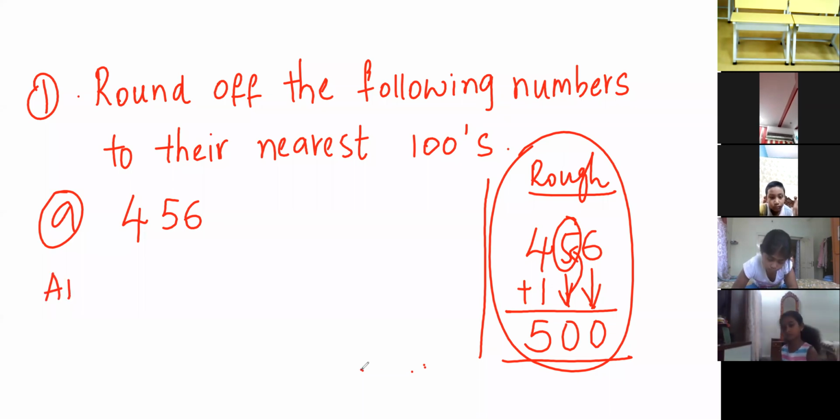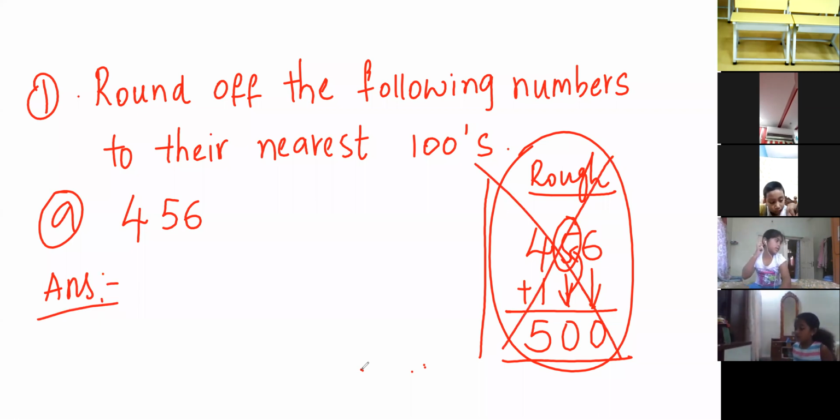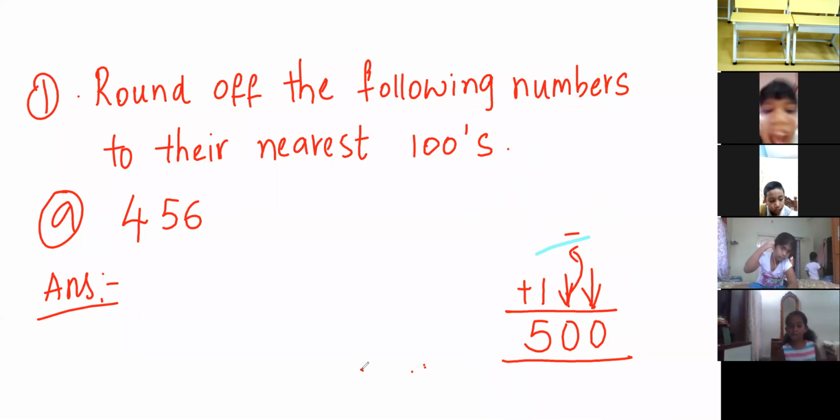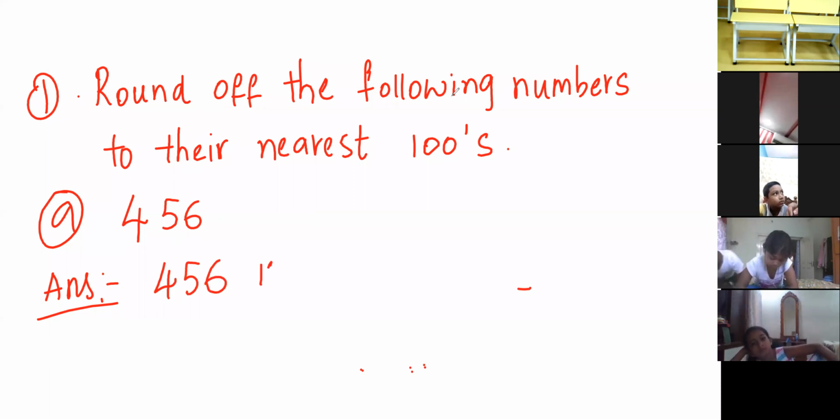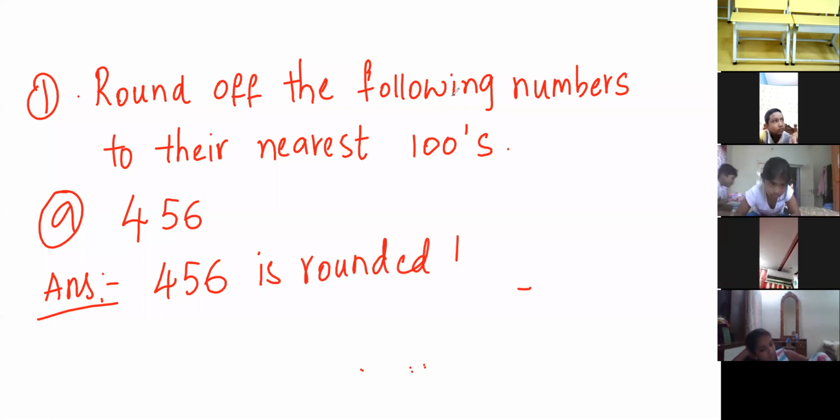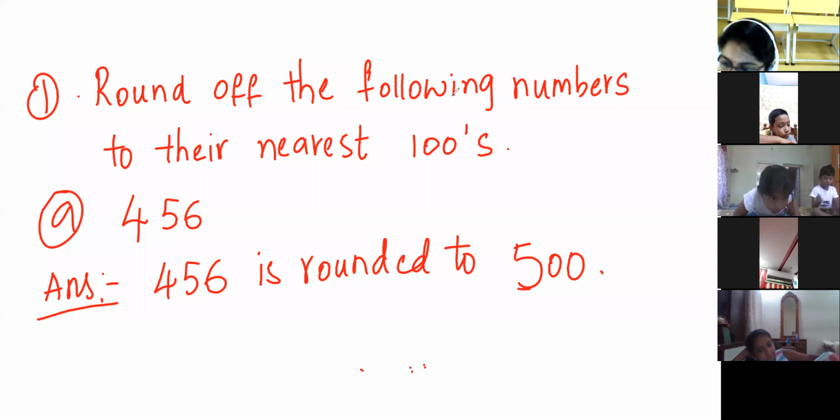Don't take this, children. Rough part don't take. Only the simplification part we have done here. I'm going to erase it now. Already you all have understood this thing. 456 is rounded to, as we are rounding off to its nearest 100, so we have to write simply 500. 456 is rounded to 500.